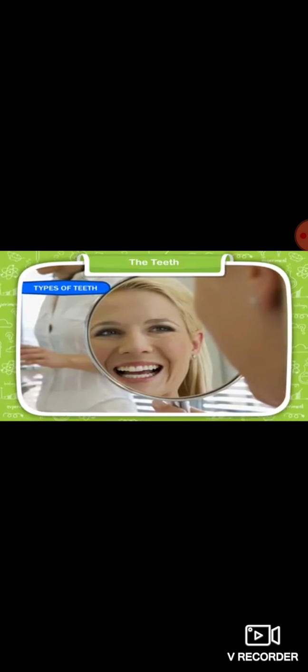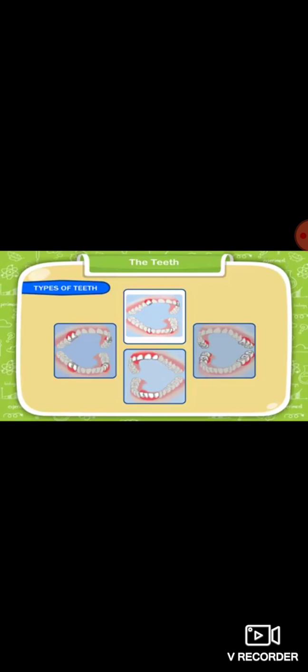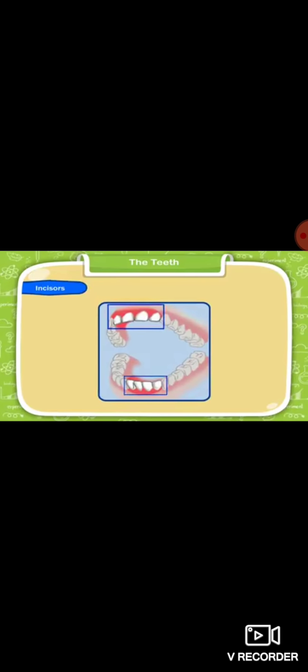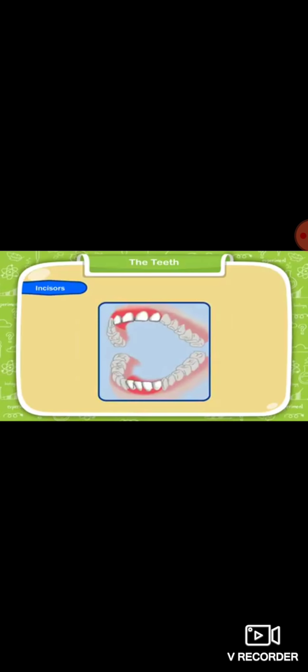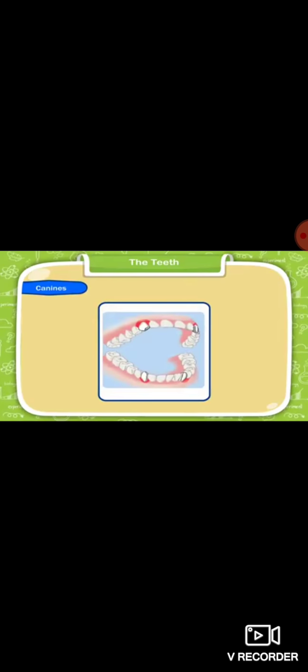Now we will discuss types of teeth. Students, we have four types of teeth. You can look at your teeth. Every tooth has a different shape. So first is incisors. Sharp, flat teeth in front of each jaw used for cutting and biting are called incisors. So they are called cutting teeth also. They are 8 in number, 4 in the upper jaw and 4 in the lower jaw.